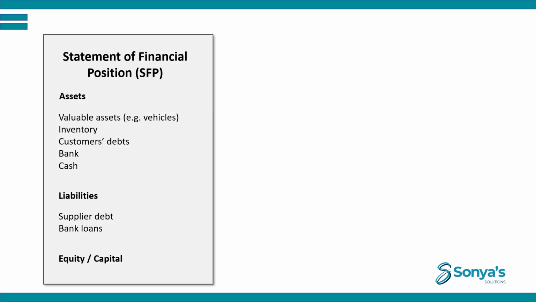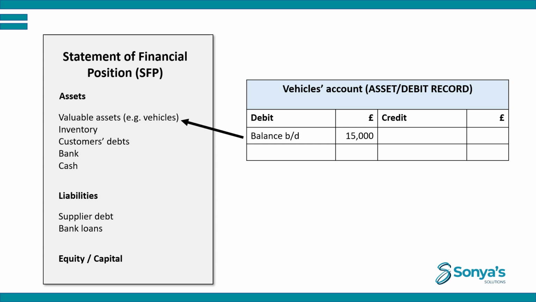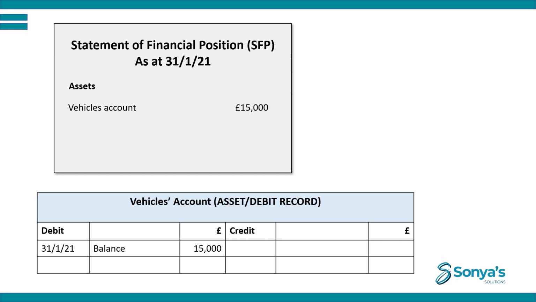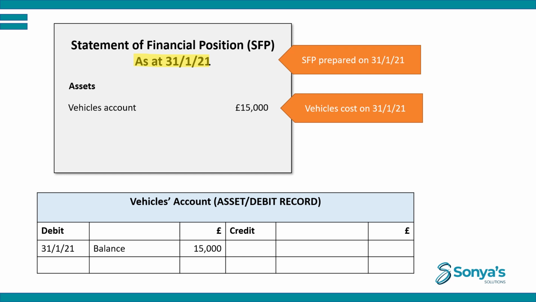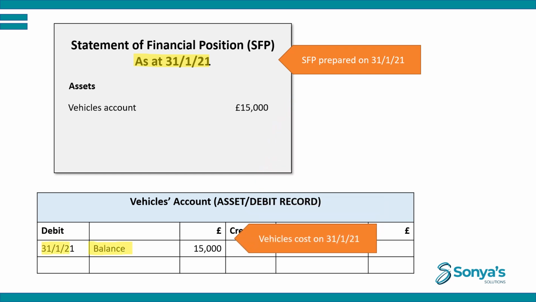Now we'll look at how a debit and credit account is balanced and how the balance is extracted and entered into the relevant financial statement. The statement of financial position is dated the day it is prepared. This tells a manager that on the 31st of January 21, the business's vehicles cost £15,000. The amount has been taken from the vehicles account.